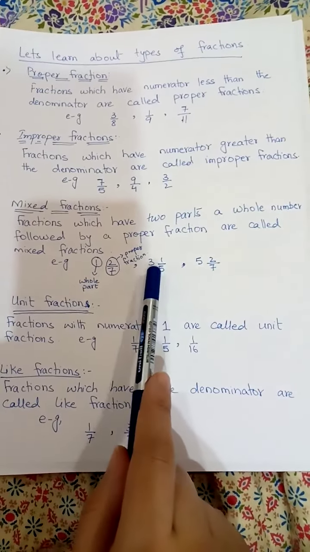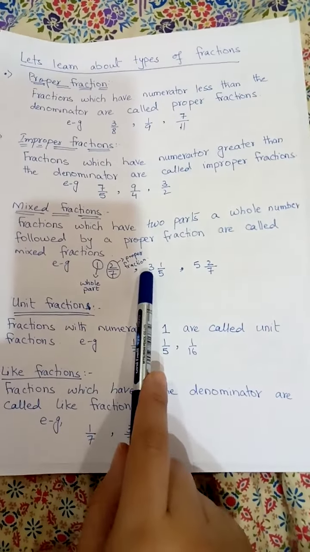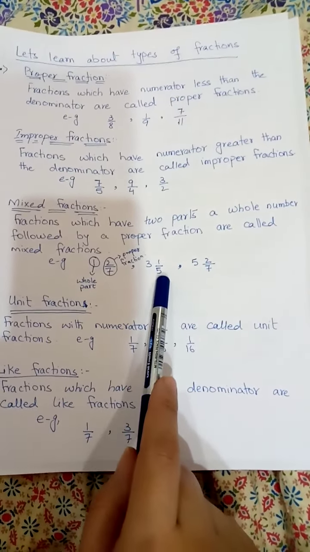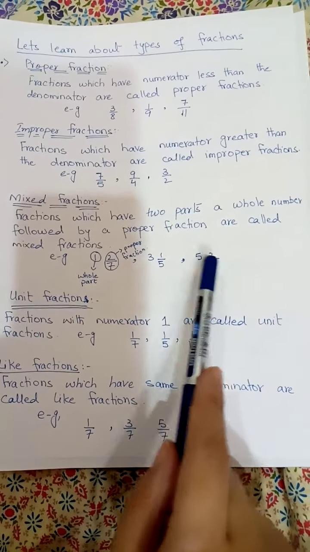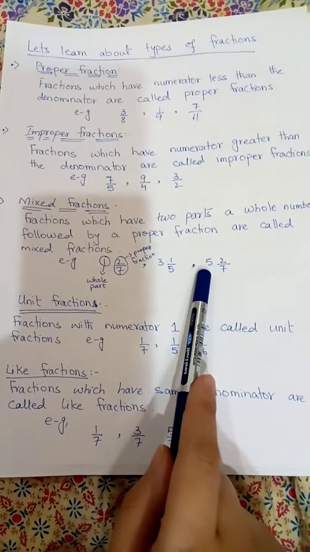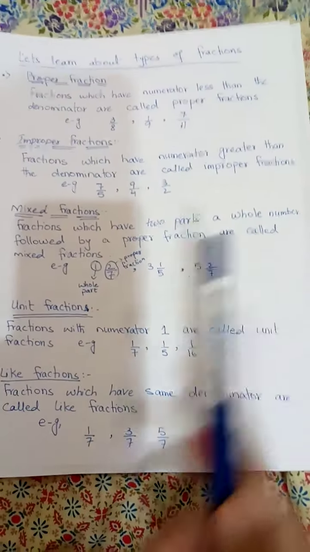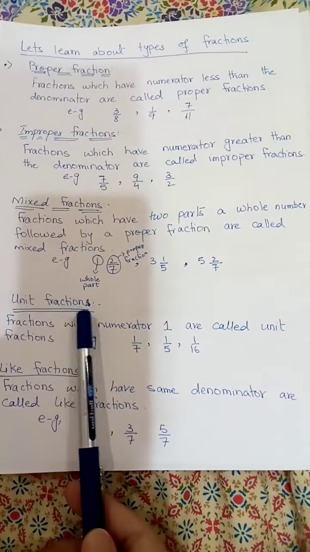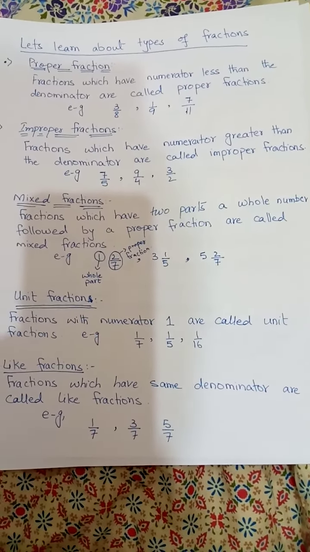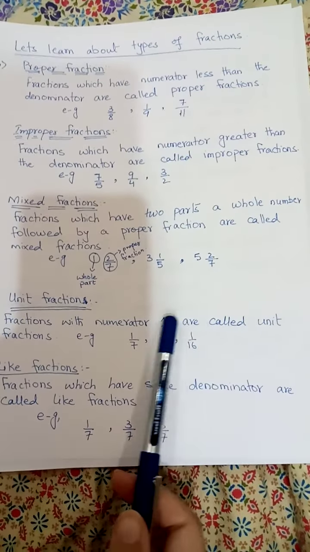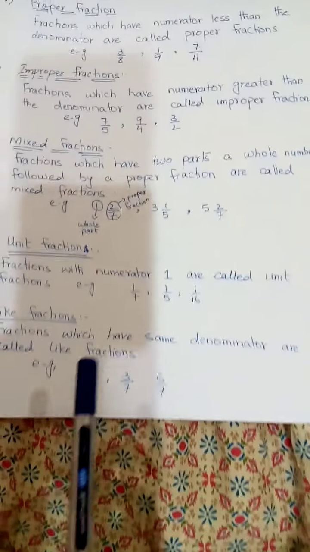In the next example, you can see it's 3 whole 1/5. 3 is the whole part and 1/5 is the proper fraction. In the next example, you can see it's written 5 whole 2/7. 5 is what? 5 is the whole part and 2/7 is the proper fraction. Now, let's see the next type. It's unit fraction. Now, fractions with numerator 1 are called unit fractions. Always when you are going to see a fraction with numerator 1, then it's a unit fraction.